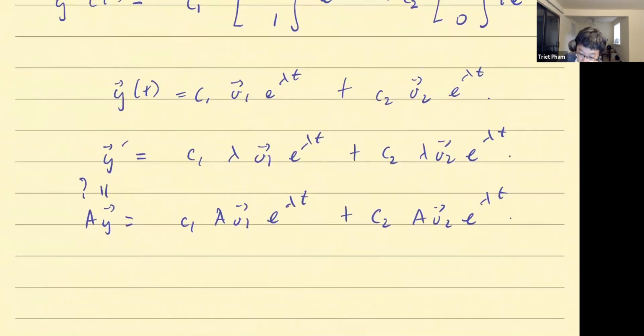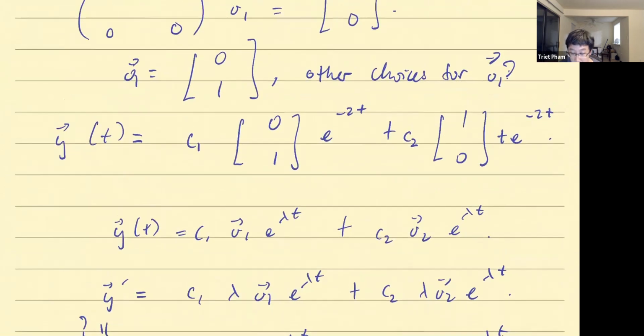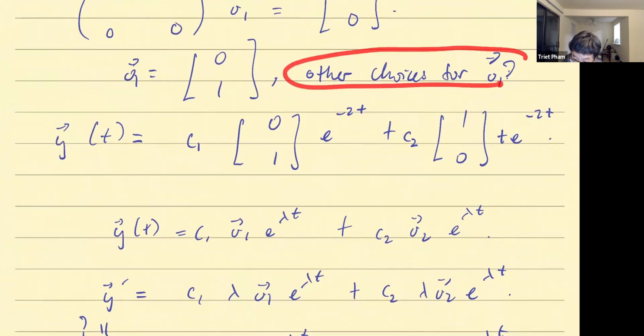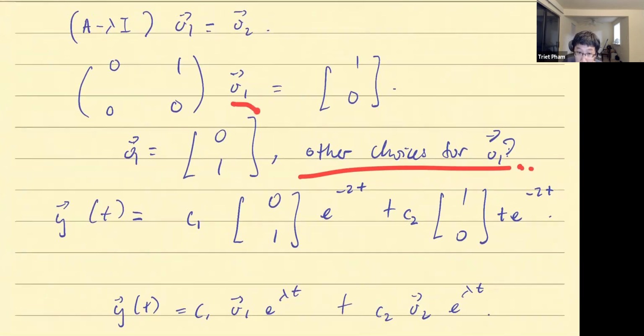Any other question? All right, so there is a t here. Yes, of course. Let me clarify my silly mistake. What other choices of V1 can we have here for the pseudo eigenvector?